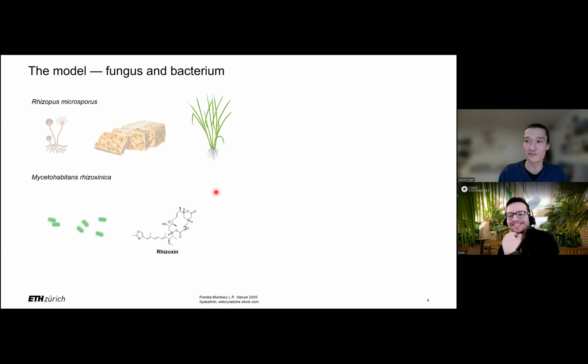No, I love fungi, but we could definitely work with other host organisms, and some people in the lab are even trying to expand this. But every system comes with complications.